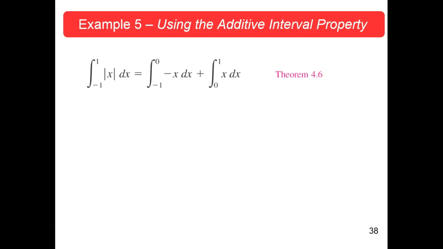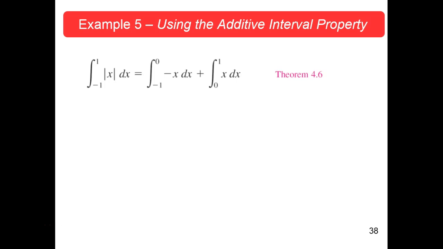So here's example 5, and again, a fairly easy one. The integral of the absolute value of x dx from -1 to 1. Oh, man, that's sort of a pain in the neck, isn't it? Because the absolute value of x is not a smooth function, so you can't do the antiderivative as is. Remember when we were doing antiderivatives?